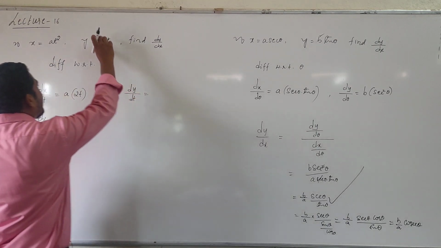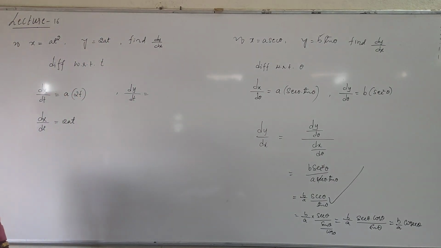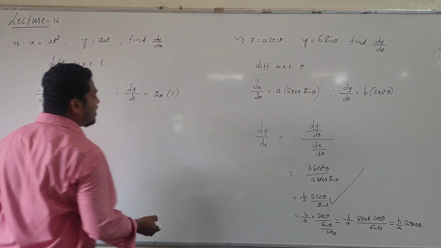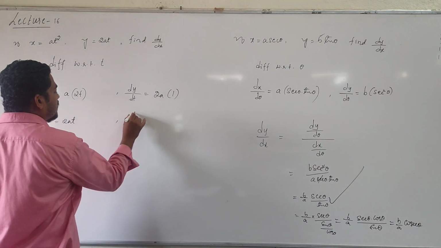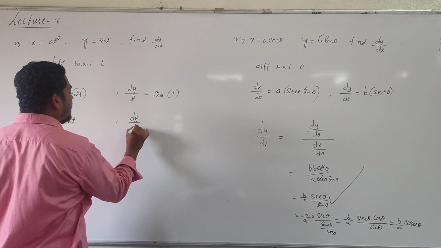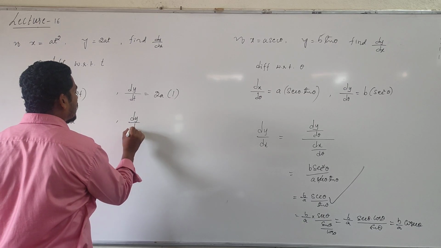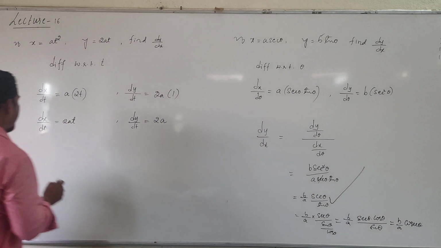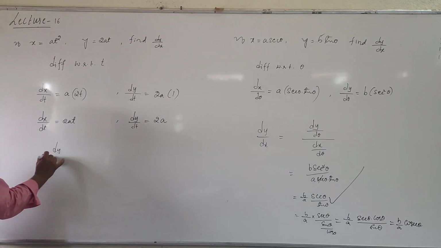What is our dy by dt? Here 2a is a constant. 2a remains as it is. t differentiation with respect to t is 1. So dy by dt is equal to 2a.